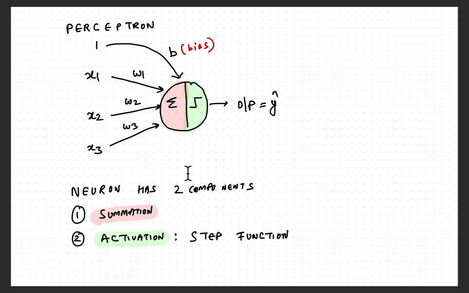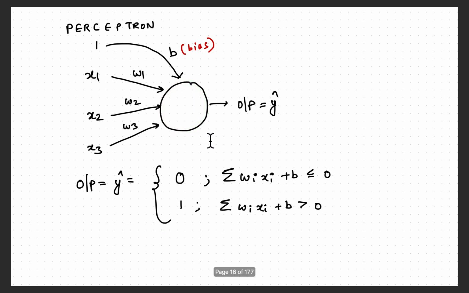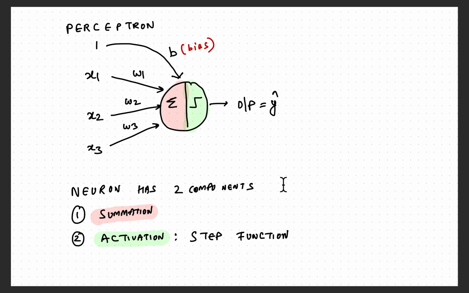Just to summarize, the neuron that we see has two components, and we'll be using this kind of convention throughout this lecture. In pink, we see the first component, which is a summation component, summation wi xi plus b. And then there is an activation component. In this case, the activation is a step function. So we said that if it is less than or equal to 0, then the output is 0, and if it is greater than 0, then the output is 1. So there is an operation applied on top of summation wi xi plus b, and in this case it's a step function.